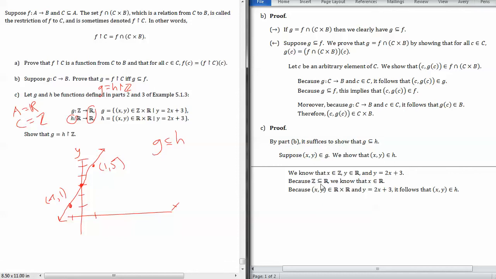Okay. And because Z is a subset of the real numbers, for sure we know that this x is also a real number. But then x and y are both real numbers, so (x, y) is in R times R, and this equation still holds, y equals 2x plus 3. And that's exactly what we need to know that this ordered pair (x, y) is in h. Okay, so that is how we show that g is in fact the restriction of h to the integers. All right.